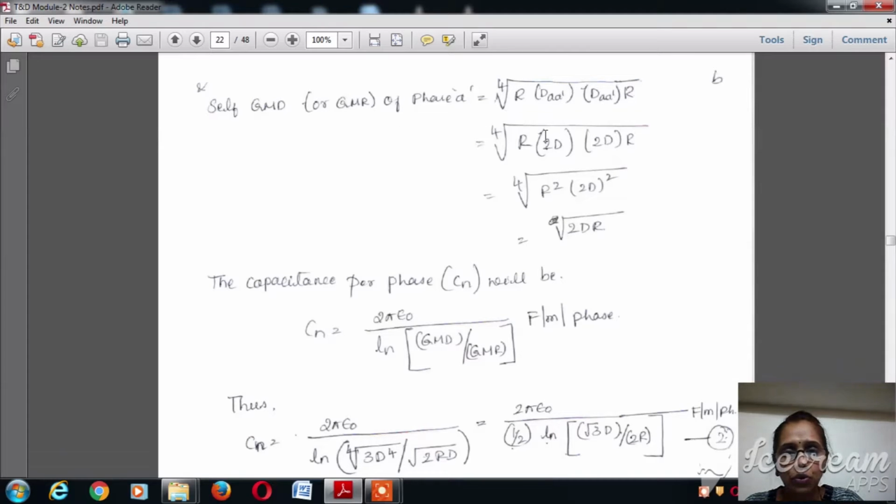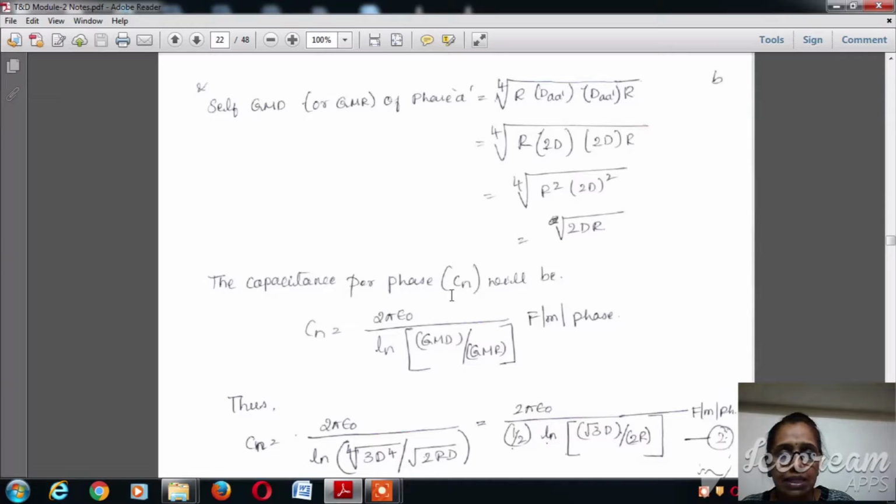So fourth root of r into Daa dash into Daa dash into r. So r into 2d, this Daa dash is nothing but d, so 2d into 2d, that is Daa dash into r. So r square 2d whole square root of r into 2 into dr.